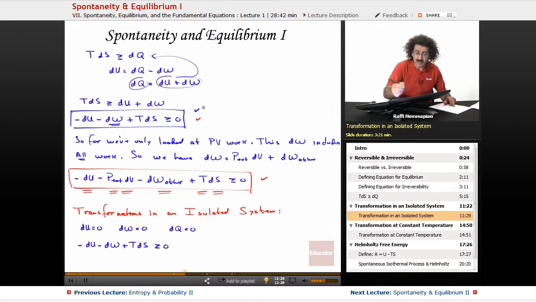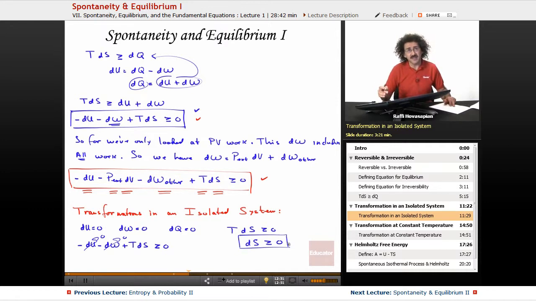So if we have minus dU minus dW plus T dS is greater than or equal to 0, I used this particular one with just the generic cumulative work. Well, that's 0. That's 0. What I end up with is T dS is greater than or equal to 0. And then, of course, I get dS is greater than or equal to 0.